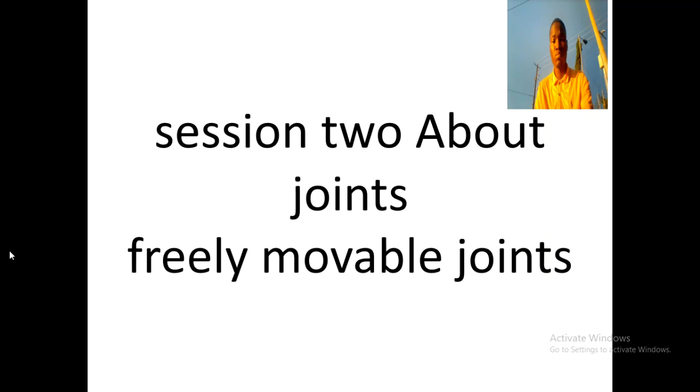Once again, the other time we had stopped on classification of joints, so this is session 2. This is a continuation of the freely movable joints, session 2.